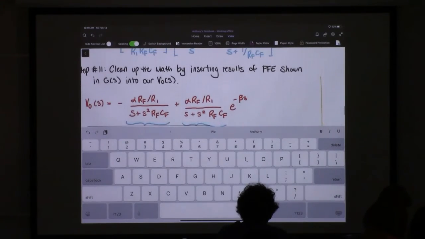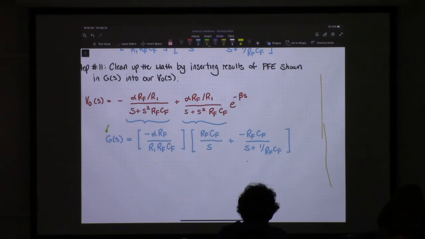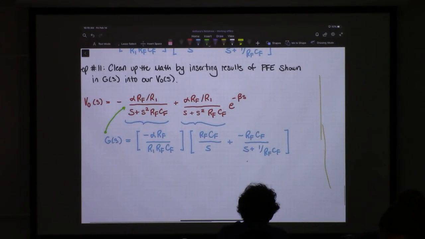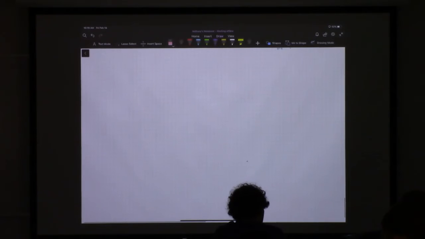Okay, so that's everything together in one place. You can see our original VO of s, and you can see we have our new g of s, and we got to plug that in there, and we also got to plug it in right here. And so the equation's going to get long. I'm not doubting that part of it, but we do have it in the form that we need it. Okay, so let's go ahead and expand this.